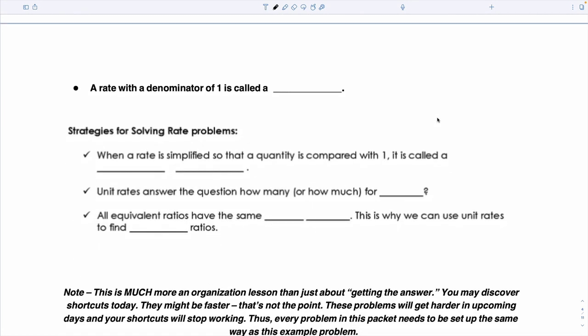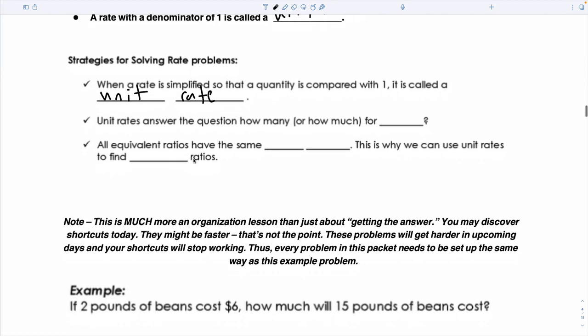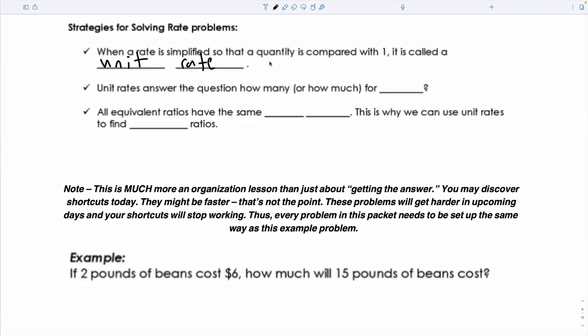A rate with a denominator of 1 is called a unit rate. When a rate is simplified so that a quantity is compared with 1, it is called a unit rate. So far, you have ratio. Say ratio 1, 2. Ratio. You have rate. Say rate 1, 2. Rate. And there's this thing called unit rate, which is a magical thing in math, and we'll see why it's so great. No pun intended. Didn't mean to rhyme there. But a unit rate is pretty great.